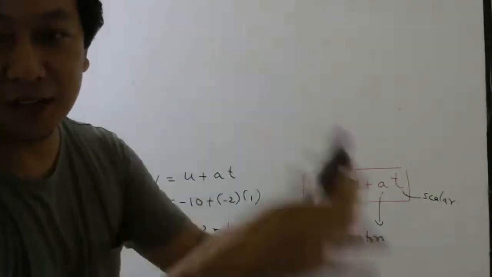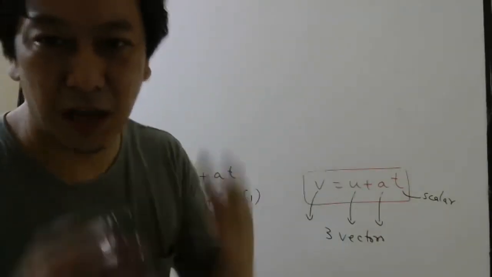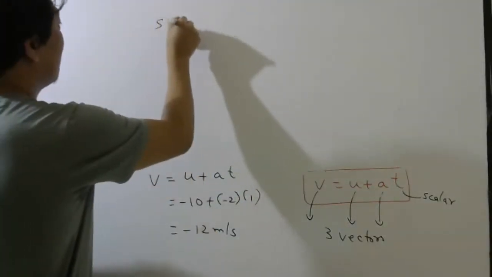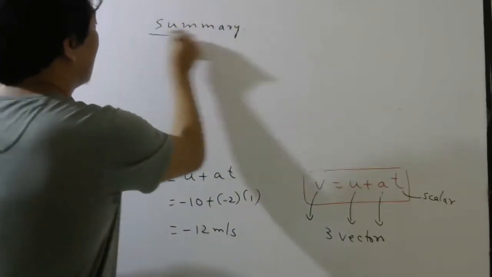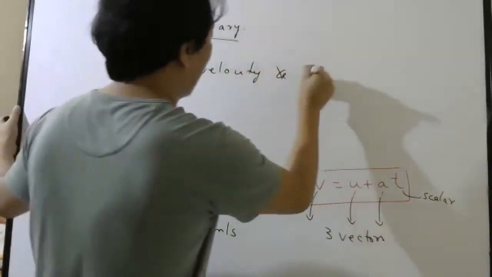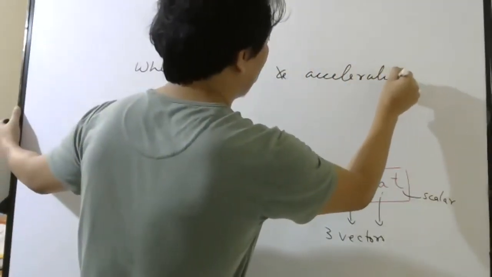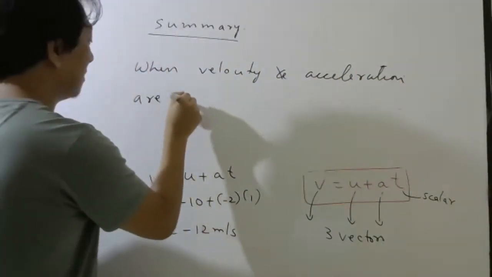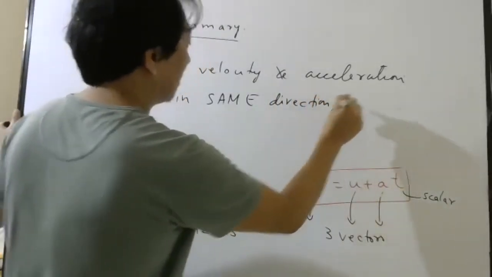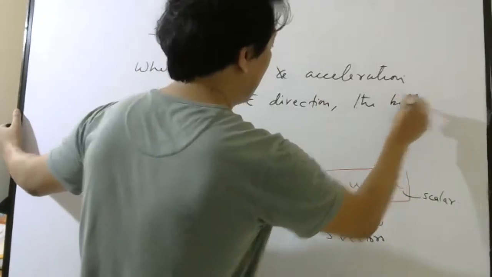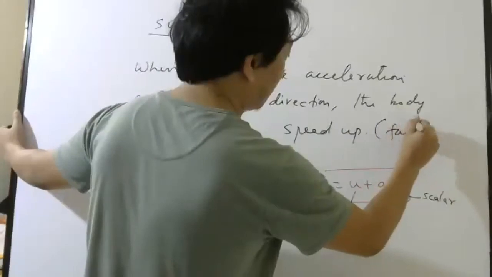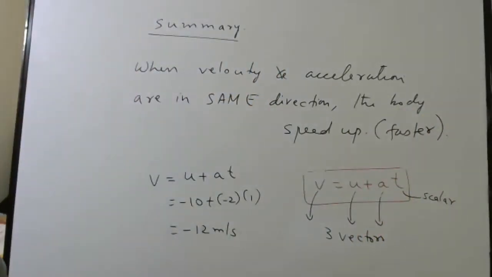Now suppose you forget this. Sir, you told so many things, how to remember? Only remember these 2 points. Summary: when velocity and acceleration are in the same direction, the body will speed up. Speed up means move faster.